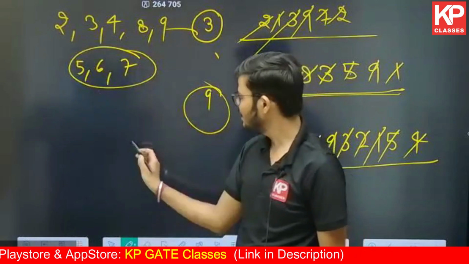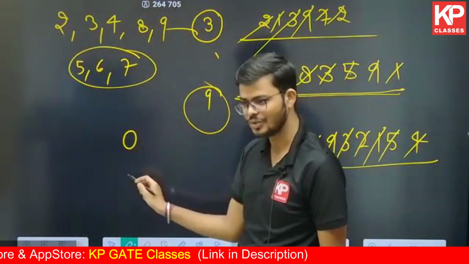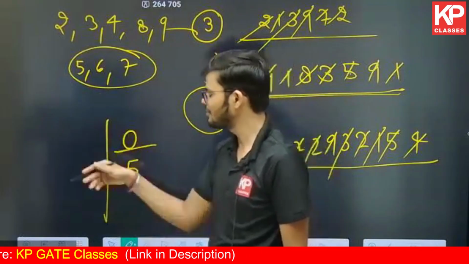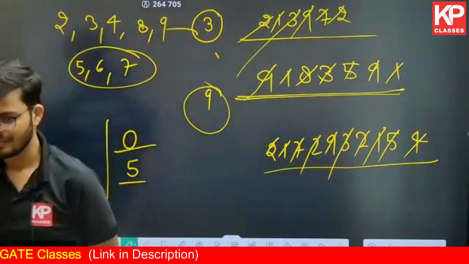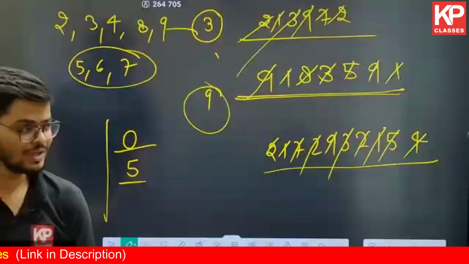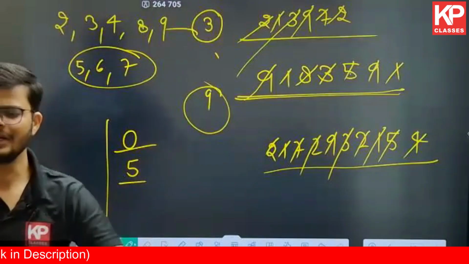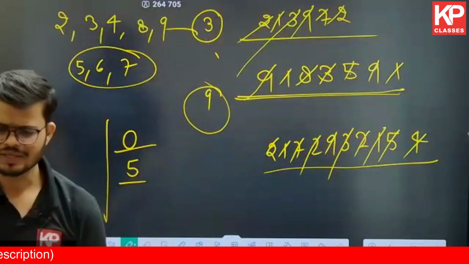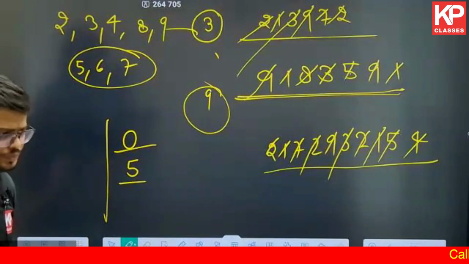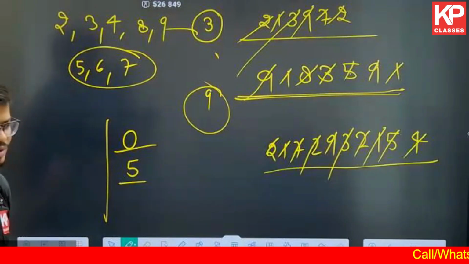Now for 5, if the unit digit is 0 or 5, the whole number will be divisible by 5. If at the unit place you are getting 0 or 5, the complete number will be divisible by 5. That is the divisibility rule for 5. So this is how we find out divisibility.